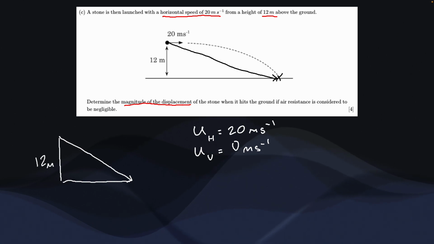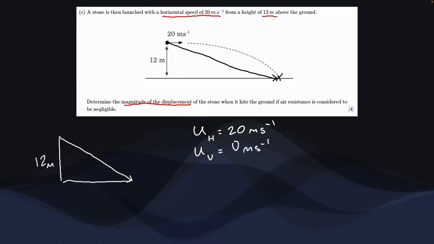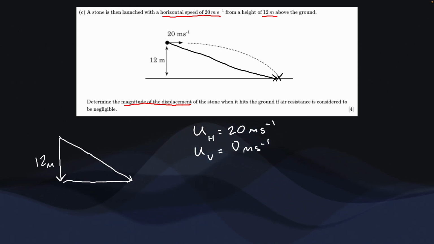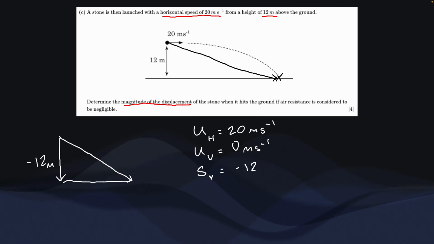And that its initial displacement is 12 meters. So that means that for it to travel this way, it must travel a vertical displacement of negative 12 meters. So actually, this should be a little arrow like this, and that should be negative 12 meters. So we know that S of V is equal to negative 12 meters.